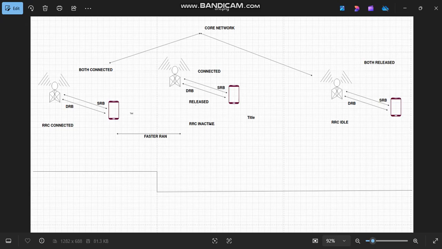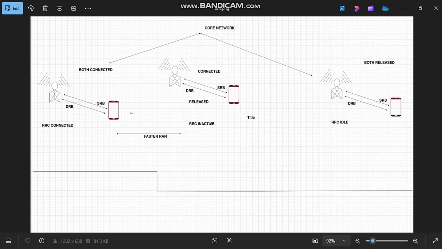In the RRC inactive state, between the UE and the base station, the data radio bearers are released while the signaling radio bearers are connected. It means the UE and the base station are partially connected. How is this mode going to help in reducing the latency? Here in RRC inactive, the data radio bearers are released and the signaling radio bearers are connected.